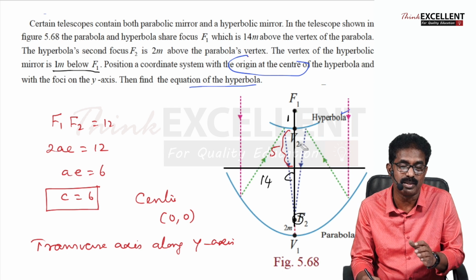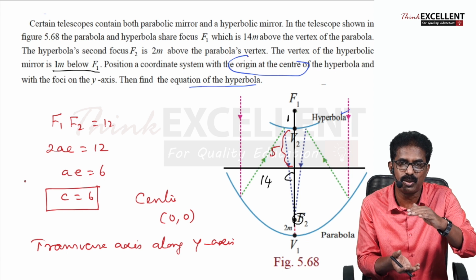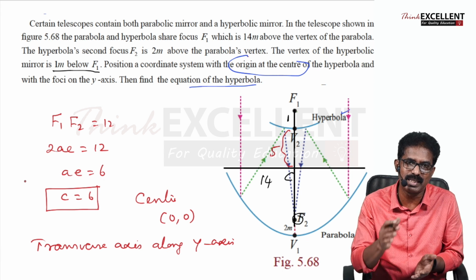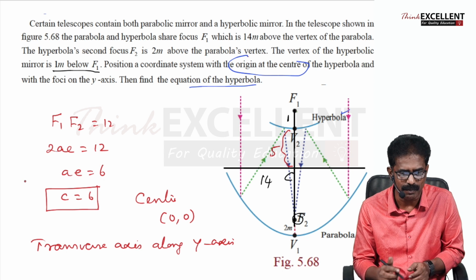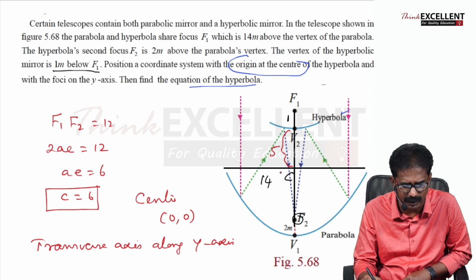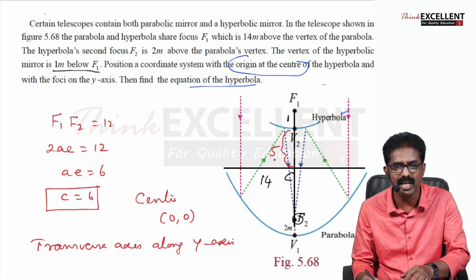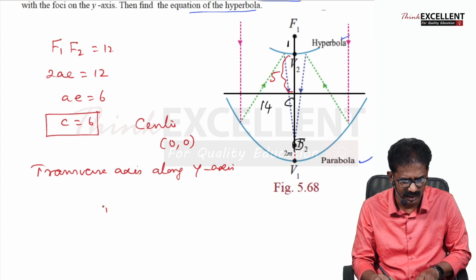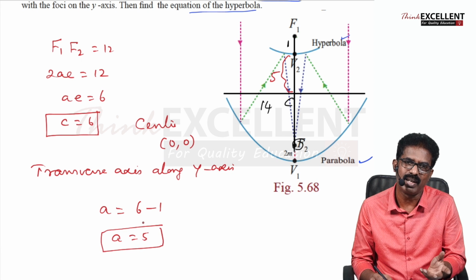Hope you got how we got it. From the first 14, that 2 we removed, we got 12. Then half of 12, 6, we have taken. Then this 1 you remove, you get 5. Now what is this 5? It is the distance between the center and the vertex. That is a, so a equals 5. Almost everything is over. With a and c, you can find b square.